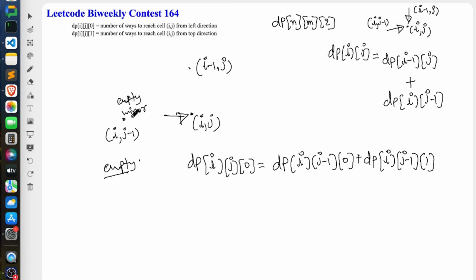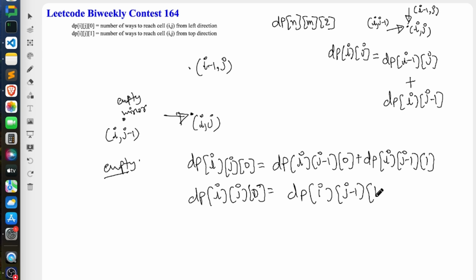But the second case is when there is a mirror here, right? Then the recurrence relation would be dp of i j 0, and this would be dp of i j minus 1, now with 1, because since there is a mirror here, if you come from the left, it will change the direction to down after the reflection.